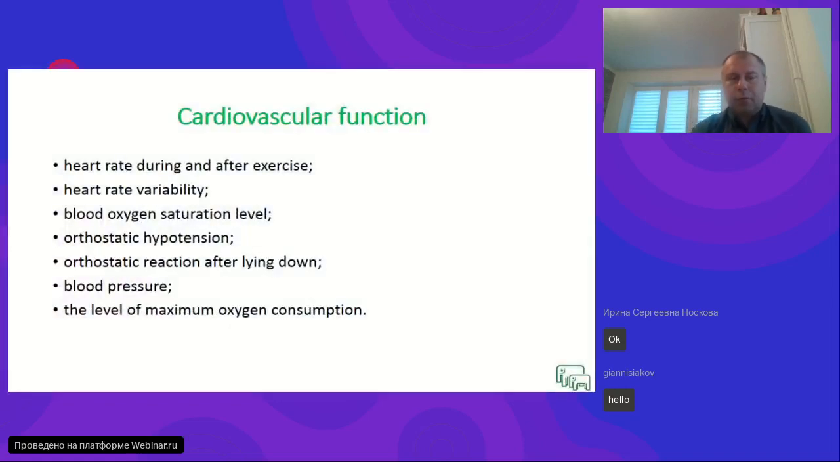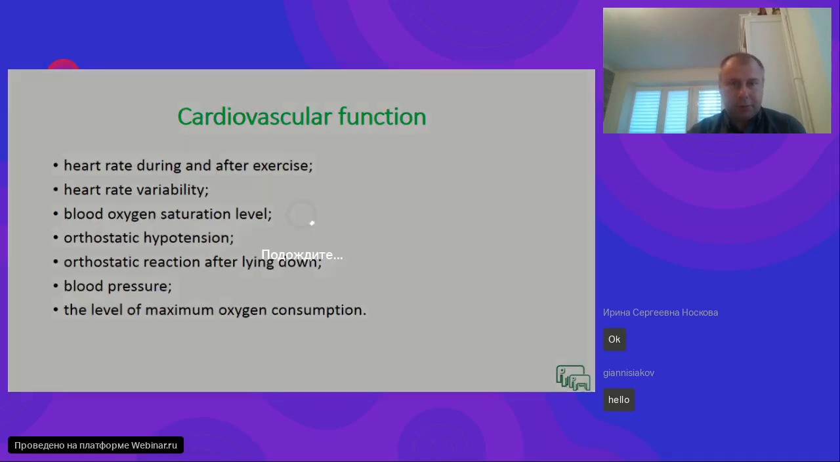Also, we can observe the increase of cardiovascular function: the heart rate during and after exercise, heart rate variability, the increase of blood oxygen saturation, and a decrease in the frequency of cases of orthostatic hypotension. It's a special condition when we get up from the bed, for example, and we can observe arterial hypertension, especially in elders. This situation is not very good because they can fall. Also the normalizing of blood pressure and the increase of oxygen consumption.